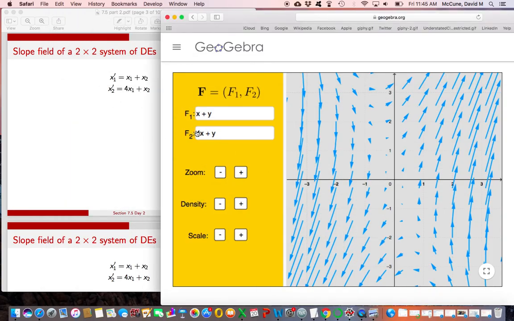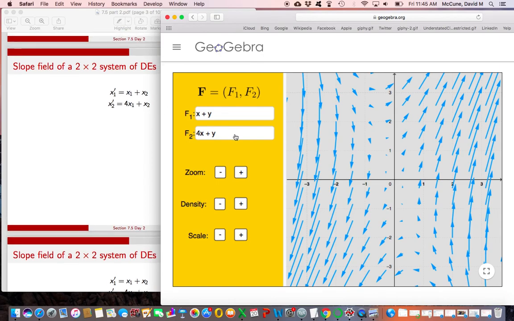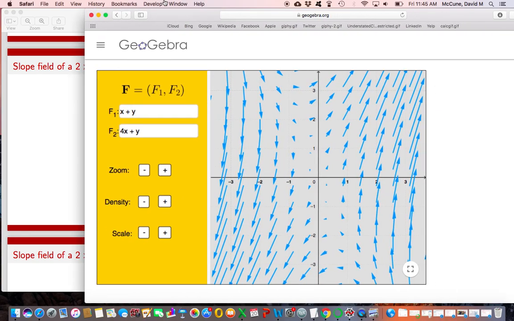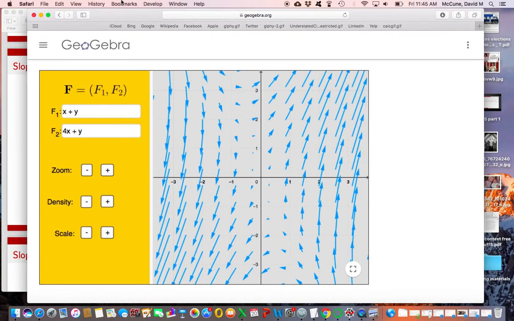This will give you a slope field of a 2x2 system. The only drawback of this is that it can't handle x1, x2 notation. You have to use x's and y's. So notice x1 plus x2 becomes x plus y. But anyway, that's not too hard of a translation to make. And you get a picture something like this.